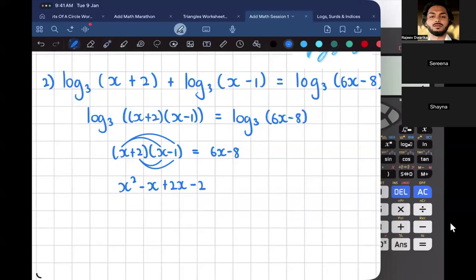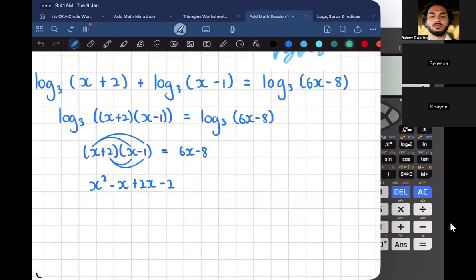And here it's starting to look like a quadratic. Remember, quadratics are typically in this form: ax squared plus bx plus c is equal to 0. So if that is the case, we should probably move across that 6x minus 8.